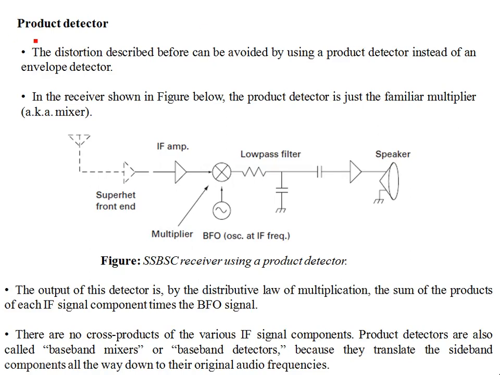Another alternate for detection of single sideband modulated signals is a product detector. The distortion that we have discussed before can be avoided by using the product detector instead of an envelope detector. If you use a diode followed by an RC low pass filter for envelope detection, then you have the problem of the insertion of the carrier with correct phase and frequency.